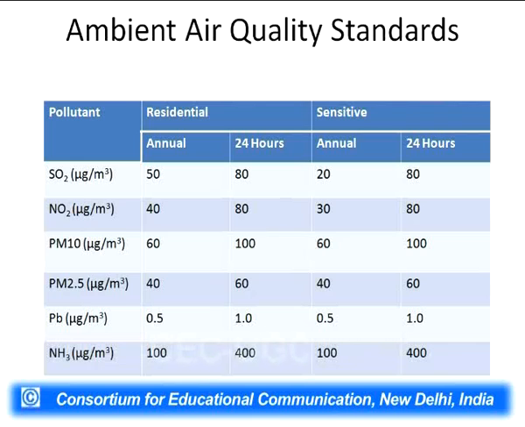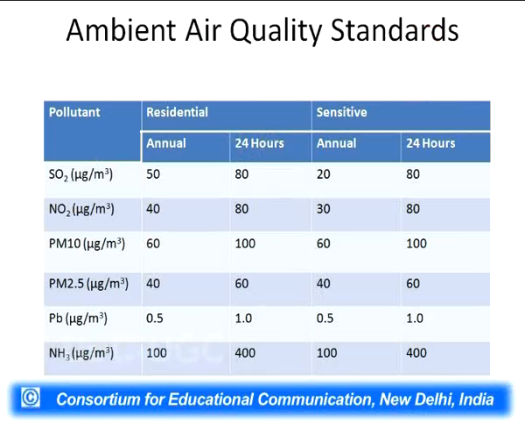PM10 has a limit of 60 microgram per meter cube in residential area annual average, and in sensitive area too it should be 60 microgram per meter cube. As far as the 24 hours average is concerned, it cannot be more than 100 microgram per meter cube in residential as well as in sensitive areas. For PM2.5, the annual average should be 40 microgram per meter cube in the residential area as well as in the sensitive area. As far as the 24 hours average is concerned, it cannot be more than 60 microgram per meter cube in both residential and sensitive areas.